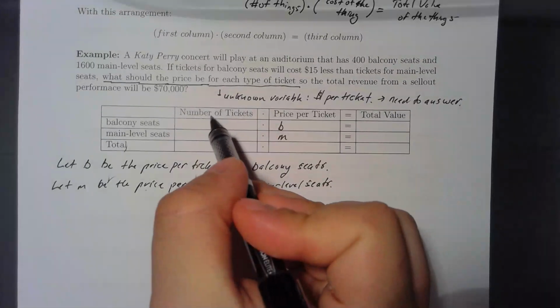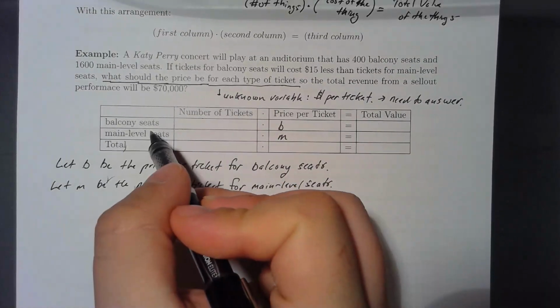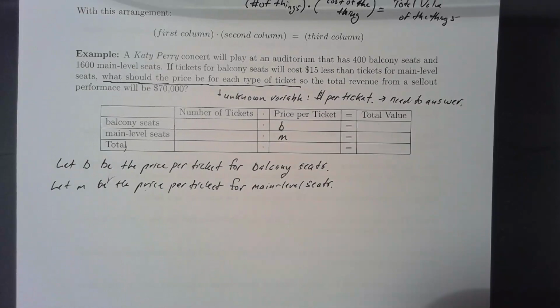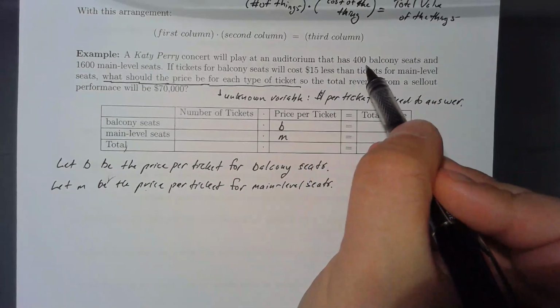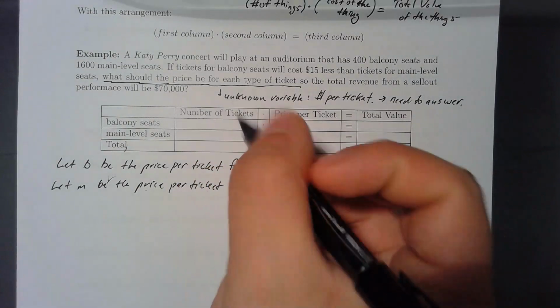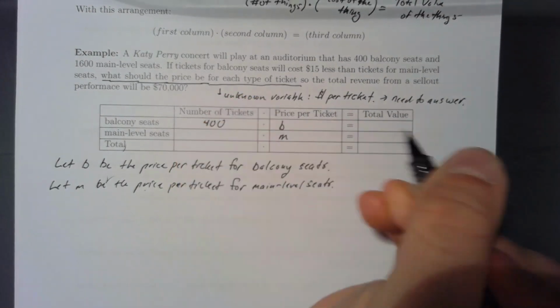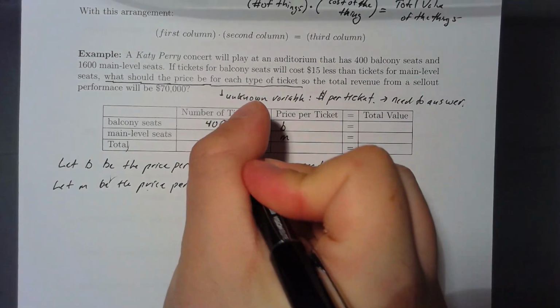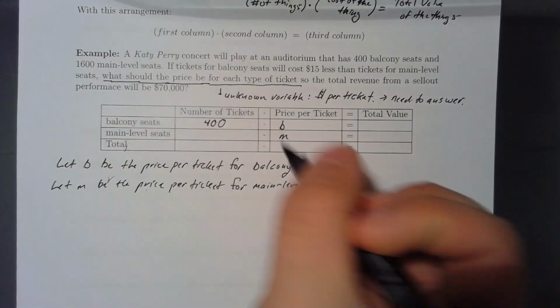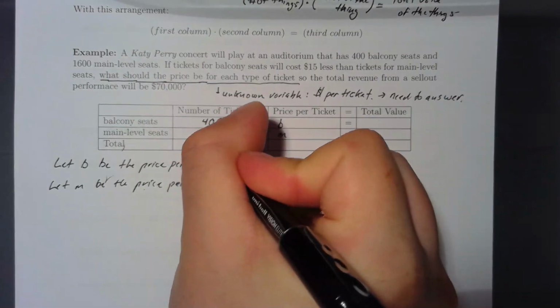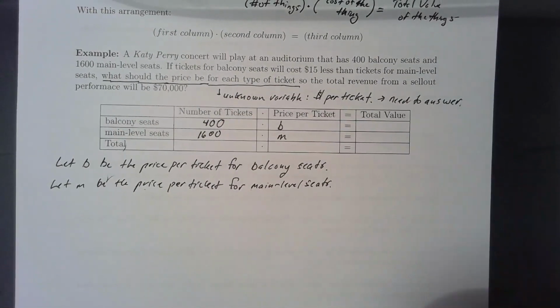So, how many tickets are there of balcony seats? Does the problem say that? It should. It does. Right here. An auditorium has 400 balcony seats. So there's 400 total balcony seats. And there's 1,600 main level seats.